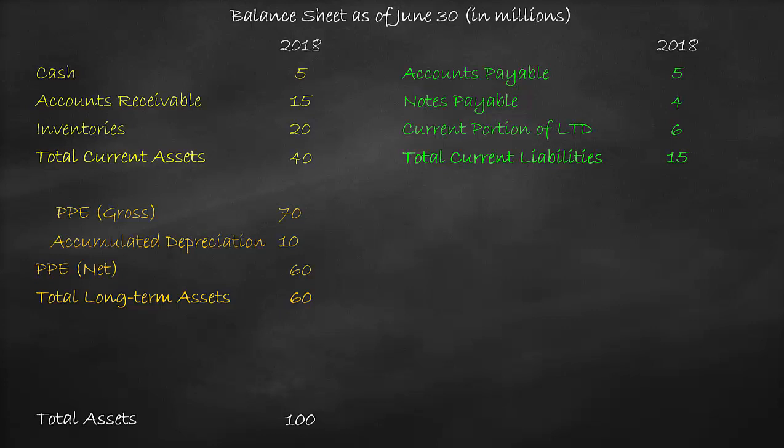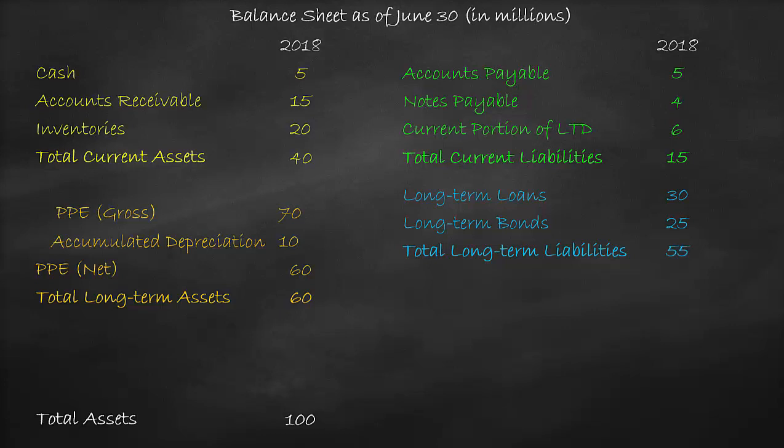Then, we calculate non-current liabilities or long-term liabilities. We have long-term loans of $30 million and long-term bonds of $25 million. So, total long-term liabilities will be the sum of $30 million plus $25 million, which equals $55 million.